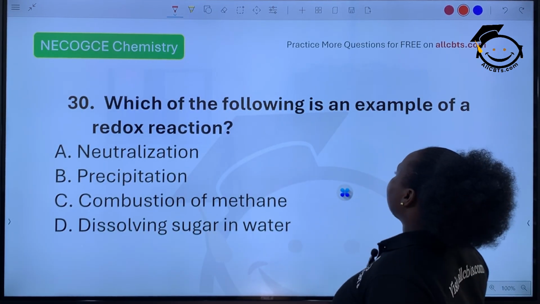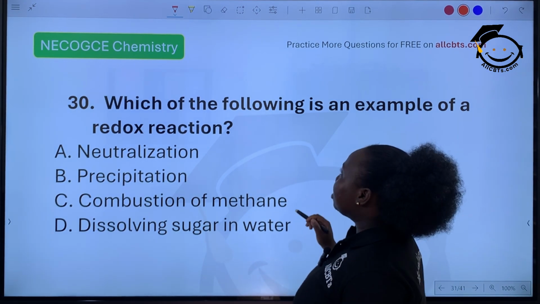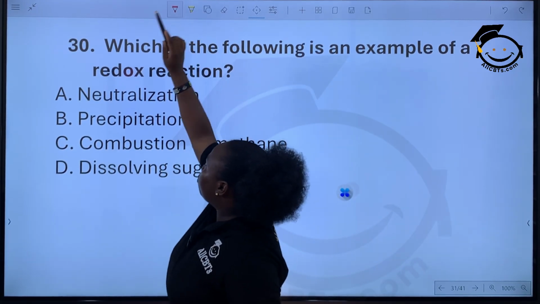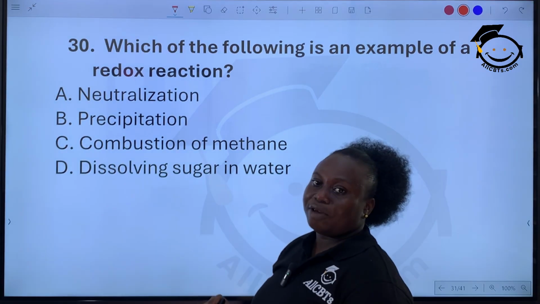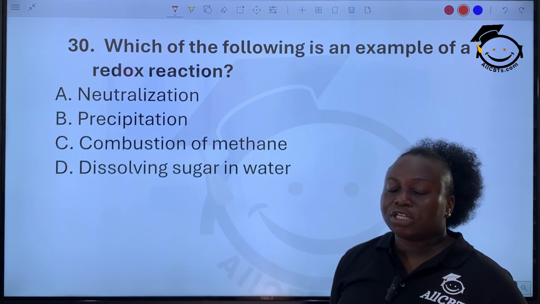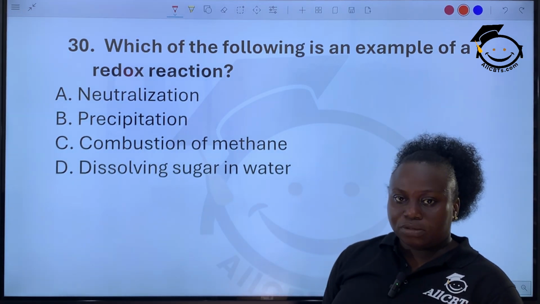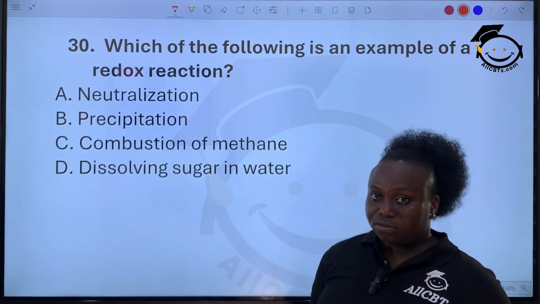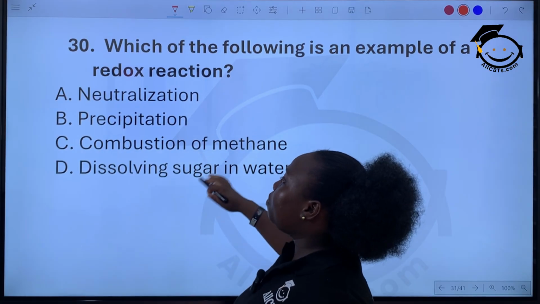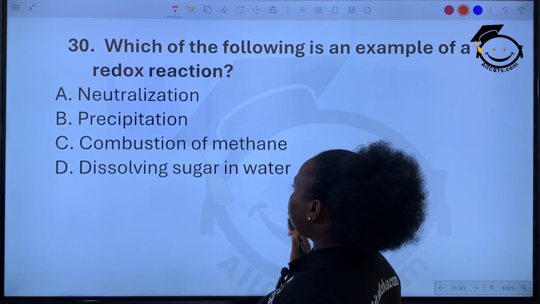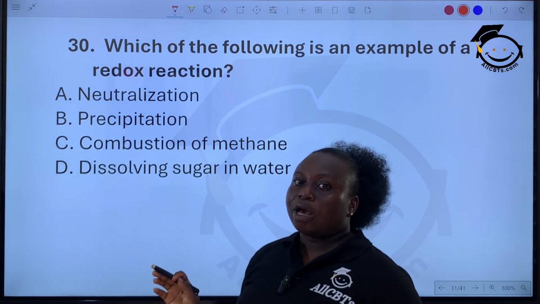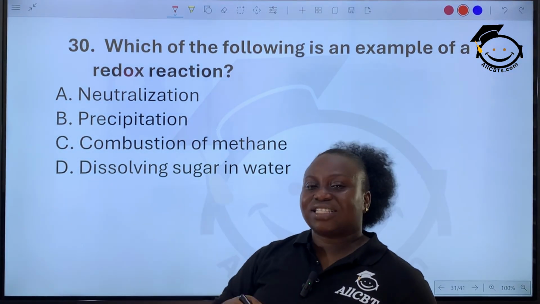Number 30, which of the following is an example of a redox reaction? Now, what is a redox reaction? This is a reaction where reduction and oxidation occur. When there is gain of electron, there is loss of electron, there is gain of oxygen, loss of oxygen, gain of hydrogen, loss of hydrogen, depending on the particular reaction. A, we have neutralization, B, we have precipitation. C, we have combustion of methane. D, we have dissolving sugar in water. Now I'm going to tell you your answer, and I'm going to give the reason why that is the answer.